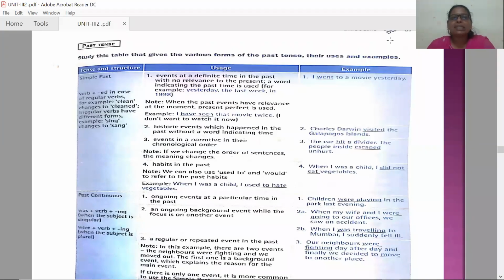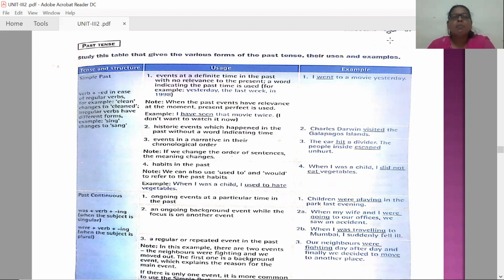Now let us see past tense. How do we use it, what is the structure and what is the usage? Past tense, simple past. Again, as usual, we have simple past, past continuous, past perfect, past perfect continuous. So the same way as present tense.